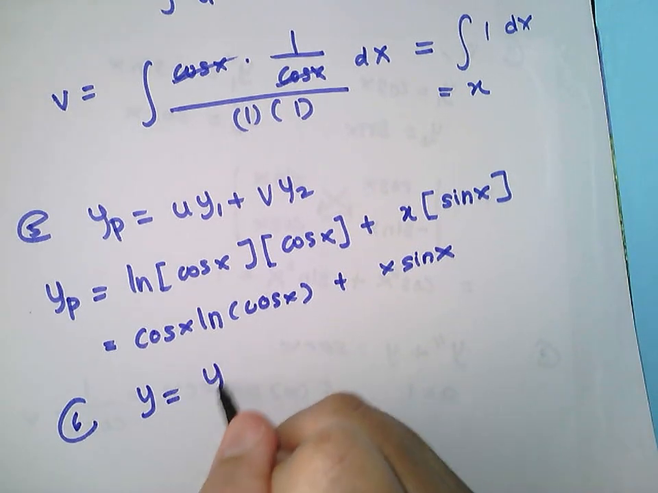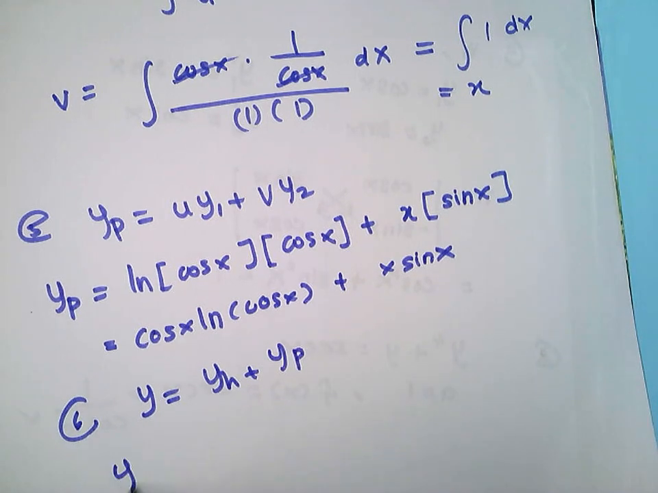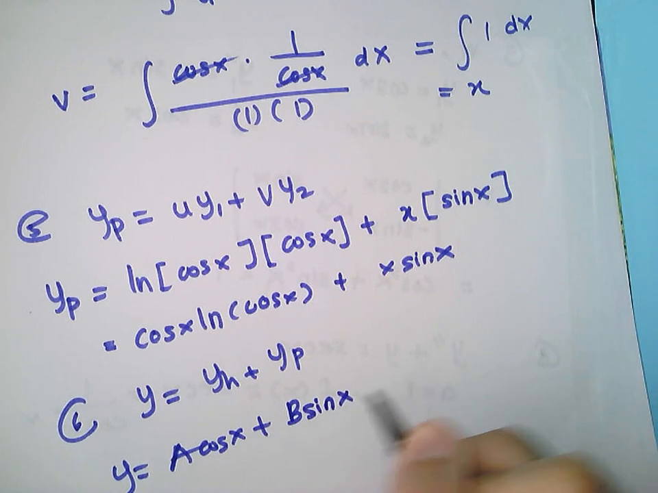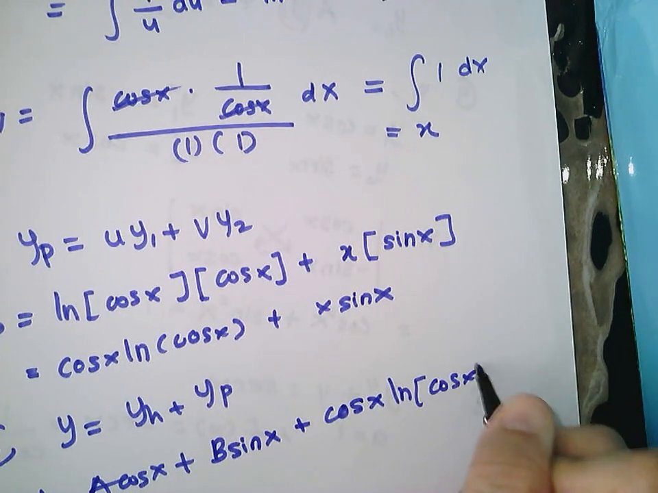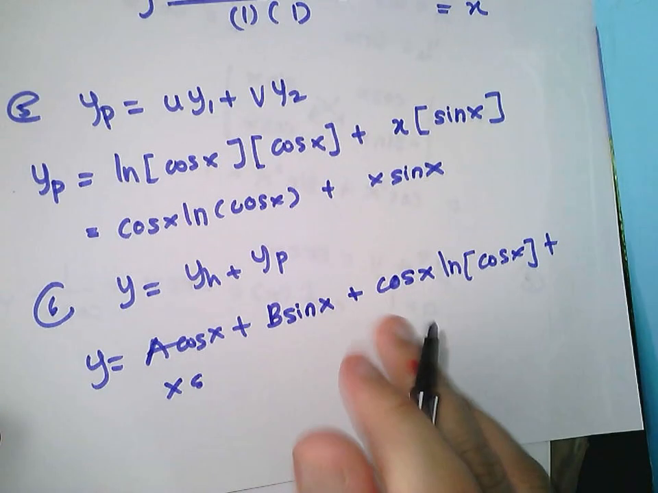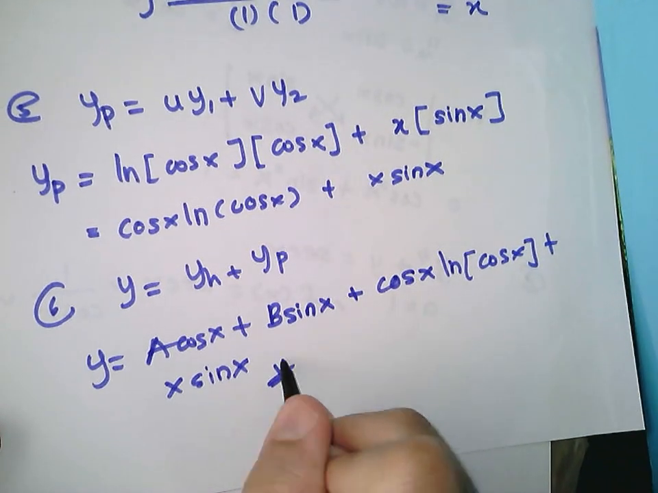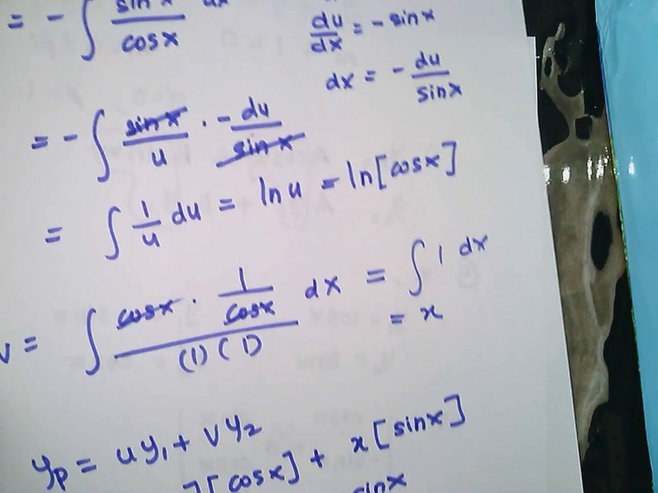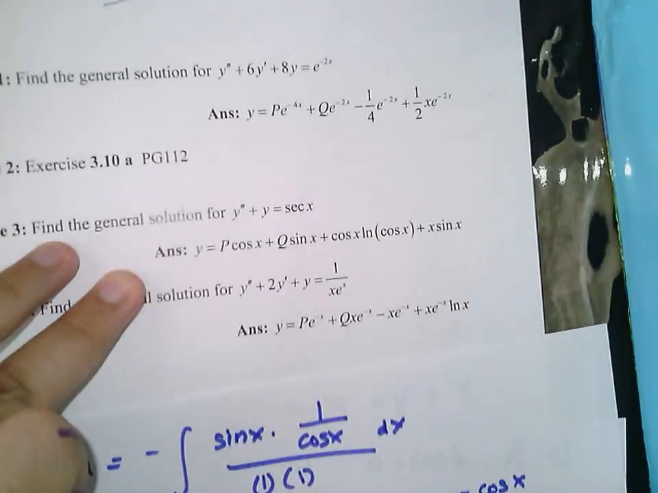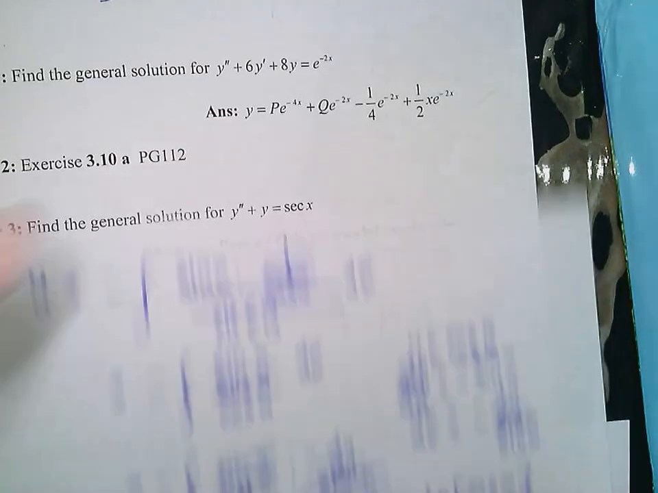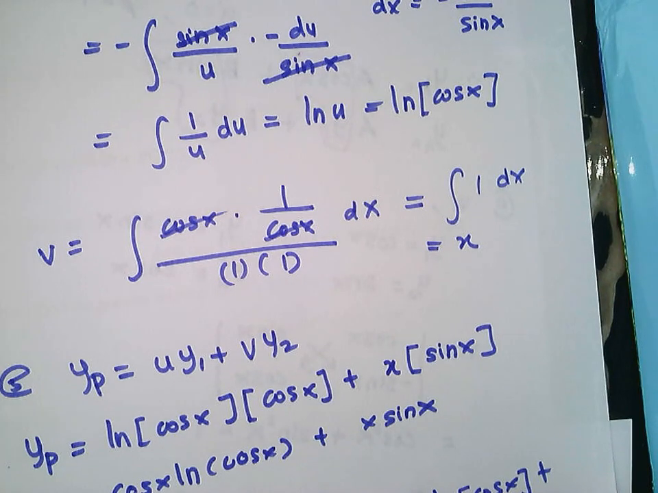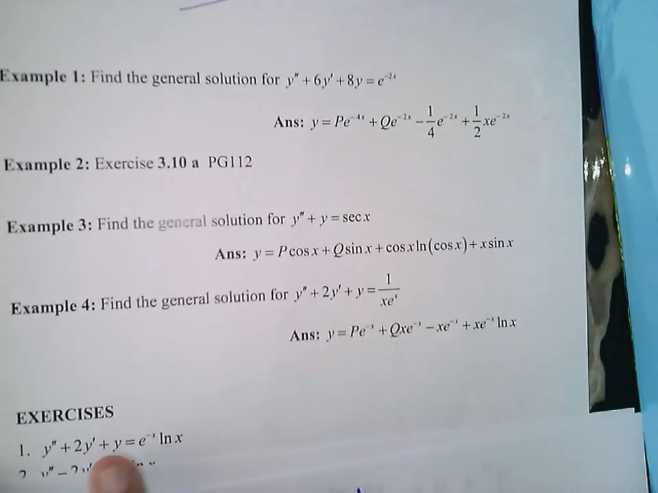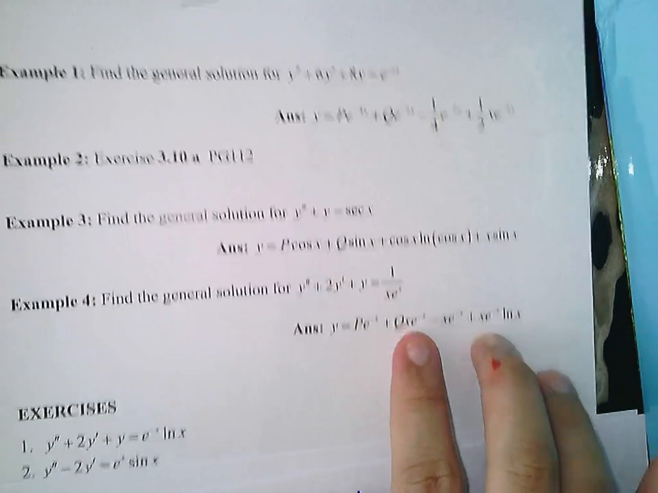Therefore you can write your general solution. y is equal to yh plus yp, so you will have a cos x plus b sin x plus cos x ln cos x plus x sin x. So you will have the same answer. We already discussed 3 examples, so I really hope that you can proceed with example 4 on your own and make sure you get this one.